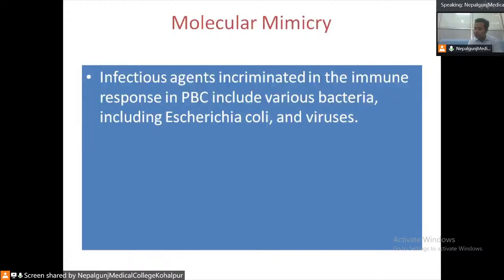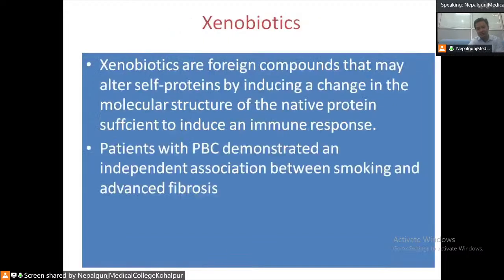So whenever this infectious agent enters our body, our body thinks they are very similar to our own body cells. So they develop a cross reaction. They develop antibodies against this E. coli and other viruses, because they have molecular mimicry. So this is another reason. Molecular mimicry means that in a patient with susceptible genetic factors, susceptible to PBC, if they are infected with viruses, they enhance this autoimmunity process. They enhance the disease process. This is molecular mimicry.